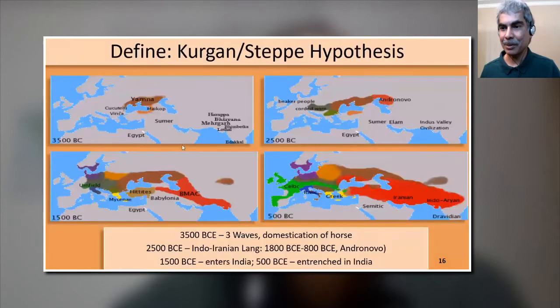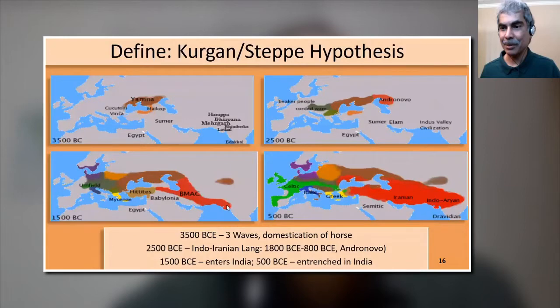So what is this Kurgan or steppe hypothesis? This one says that between the Caspian Sea and the Black Sea, you had the Yamnaya people, 3500 BCE. By 2500 BC, they spread to the west and to the east as Andronovo people, and the corded ware people on this side. By 1500 BCE, they specialized into Hittites, Mycenaeans, BMAC, and so on. And they also entered into India through Sindh and so on.